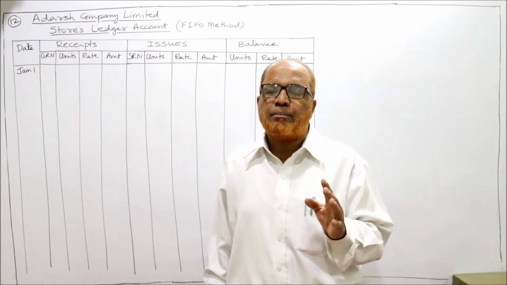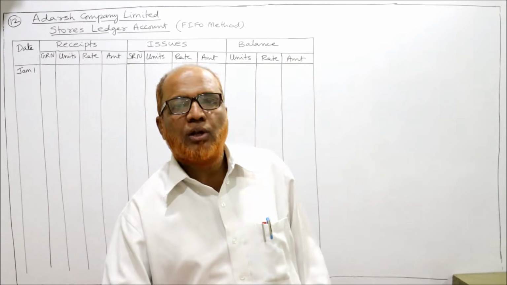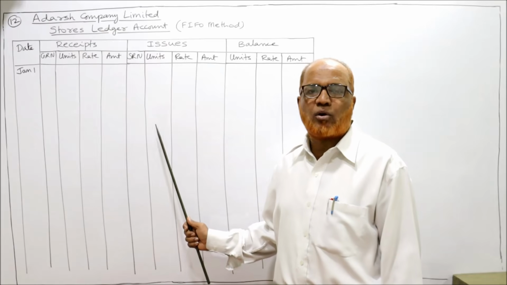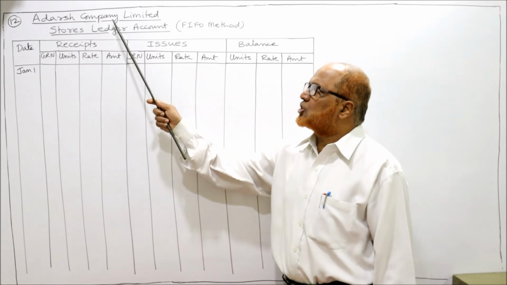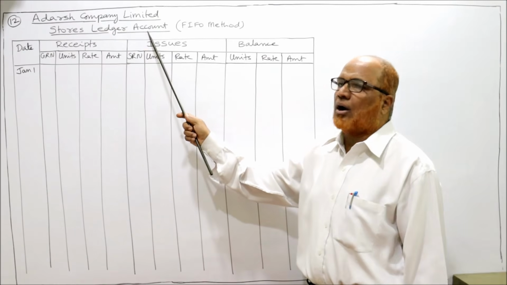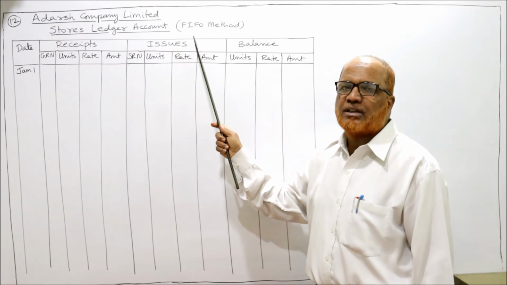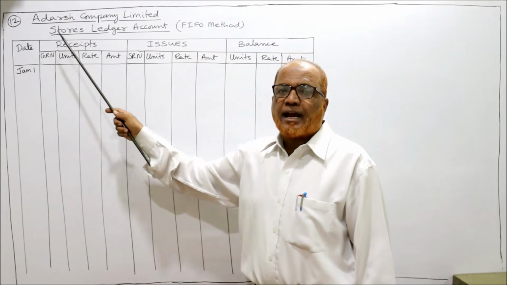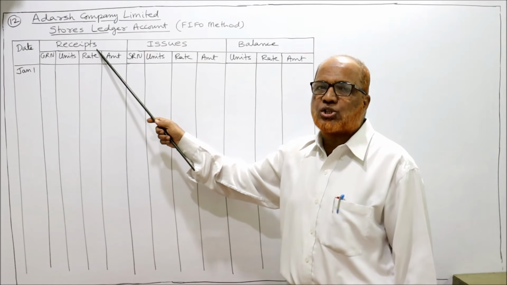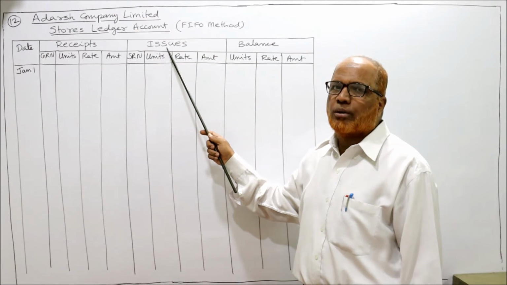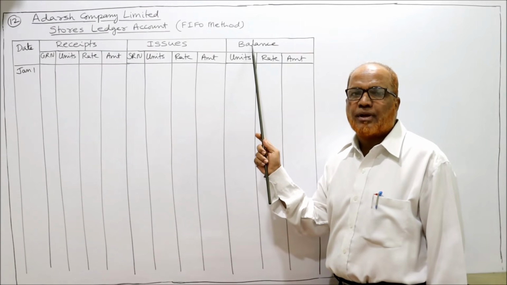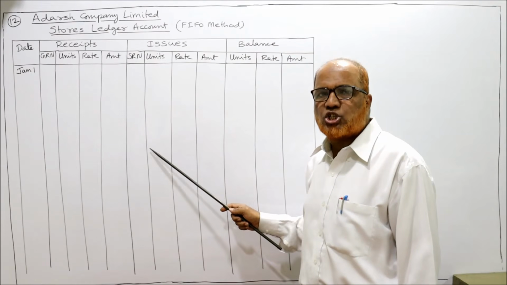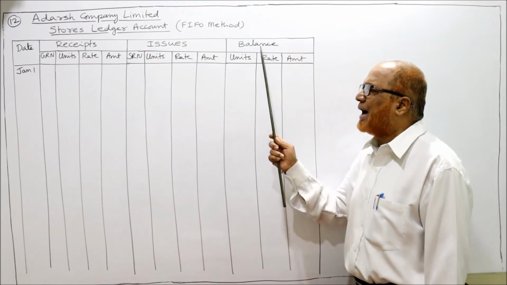So first of all, I am taking up the Fifo method, first in first out. So what is the format of the store's ledger account? See carefully. First time I am drawing the format. So Adarsh Company Limited, the name of the company, store's ledger account, and I am following the Fifo method. So what are the columns? The first column I have opened is date. Second broad column I have made is the receipts column. Next column is the issues column. Last column is the balance column. Now 4 sub columns we require in receipts, 4 sub columns in issues and 3 sub columns in balance.